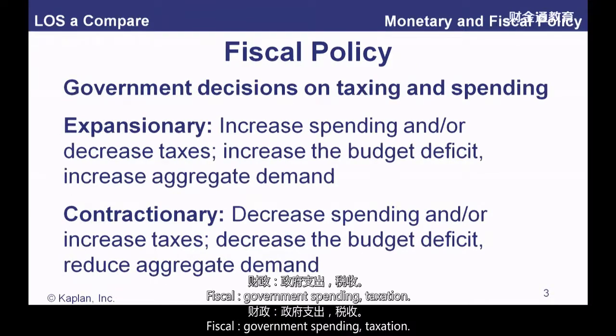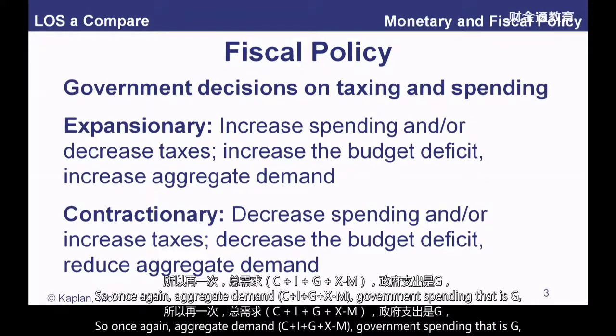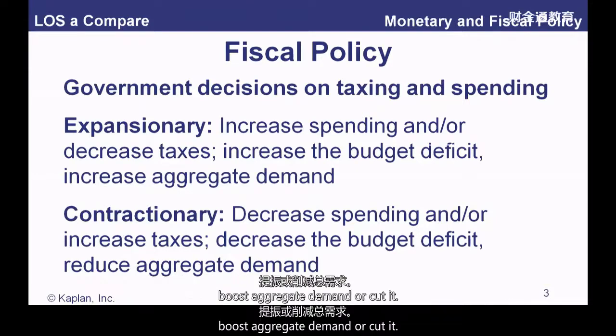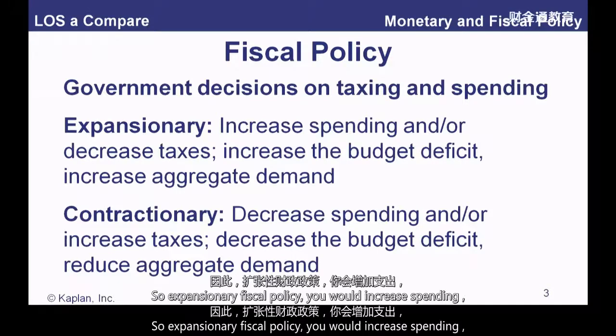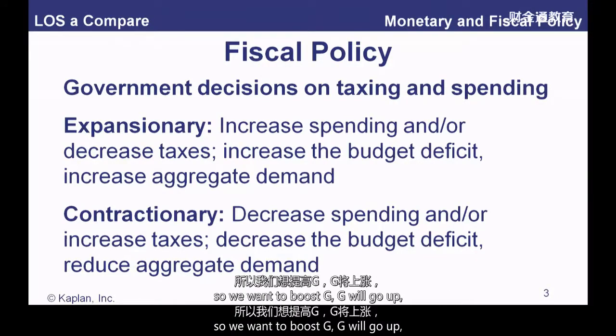Fiscal: government spending, taxation. So once again, aggregate demand, C plus I plus G plus X minus M. Government spending, that's G, boosts aggregate demand or cuts it. Taxation, well, increased taxation and you are cutting personal disposable income and hence consumption. So expansionary fiscal policy, you would increase spending. So we want to boost G. G will go up.